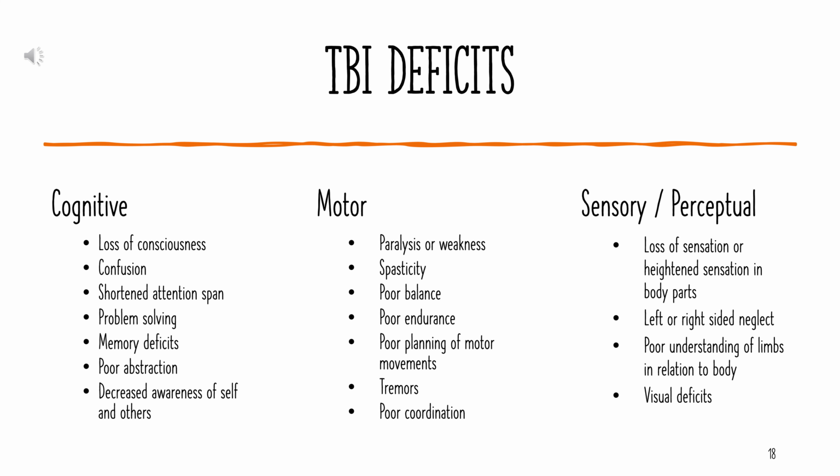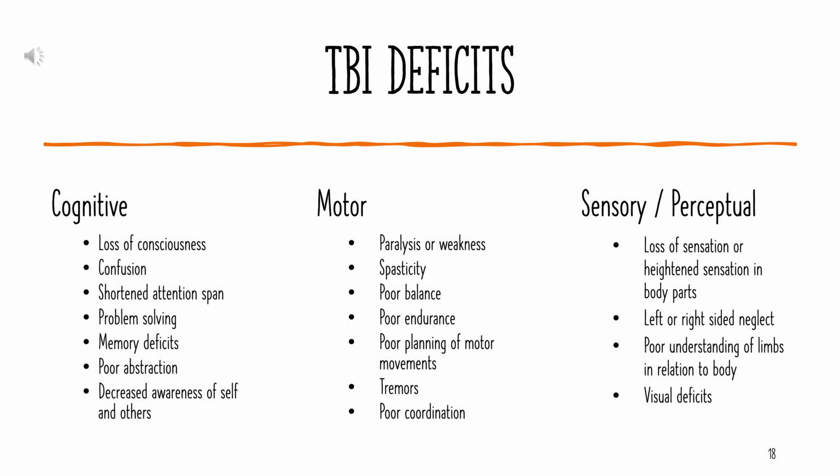Motor deficits occur from paralysis or weakness, which, if we're having paralysis on one or both sides of the body, we're going to have a really difficult time differentiating our right versus our left side. It can cause spasticity, which is that high muscle tone, poor balance, poor endurance, poor planning of motor movements, which is again thinking back to proprioception and the ability to think about our bodies moving in space. It can also cause tremors and poor coordination.